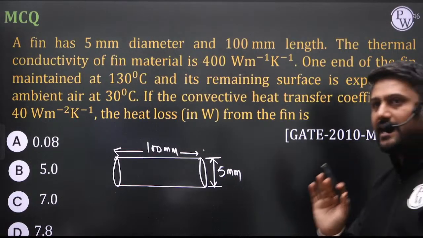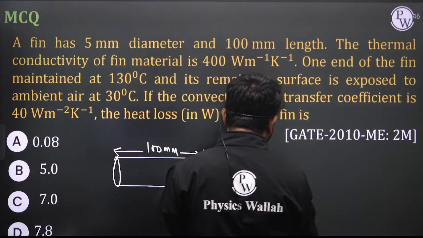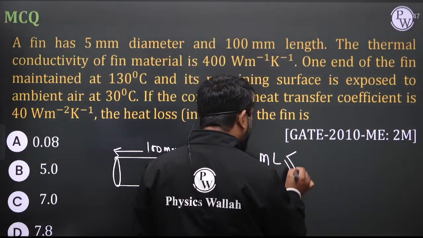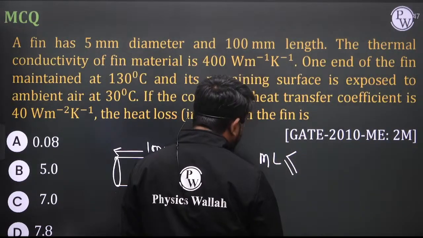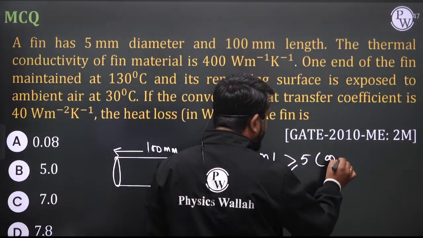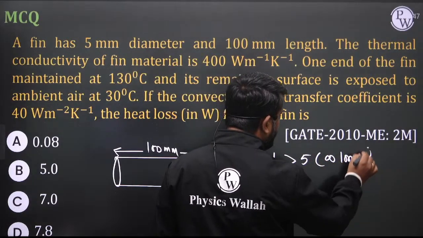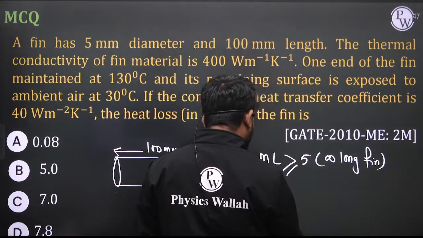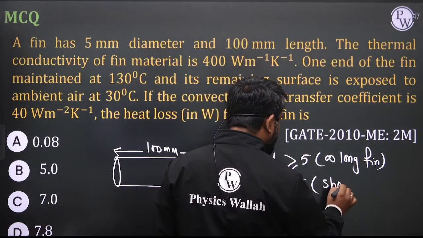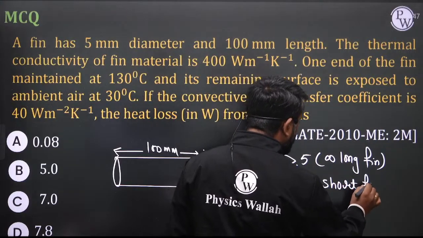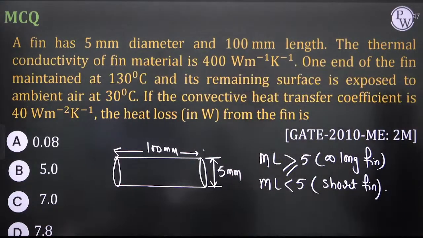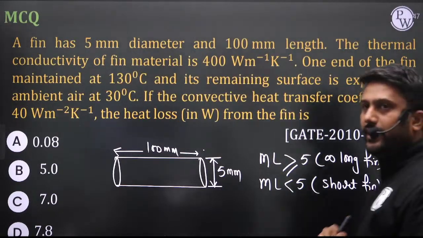So for that, first calculate the m into L. If m into L is greater than or equal to 5, that fin is considered as an infinitely long fin. And if m into L product is less than 5, then that is considered as a short fin. In this problem also length is mentioned. So first calculate the m into L.